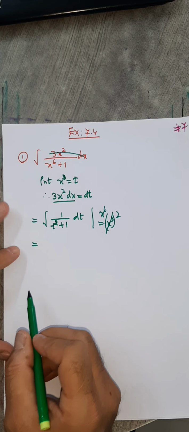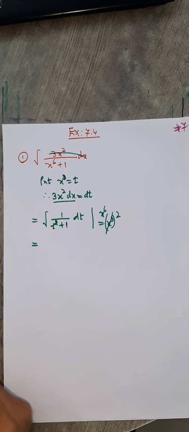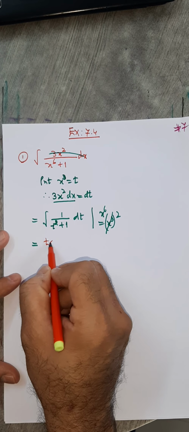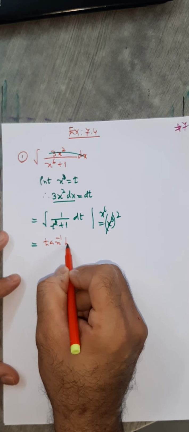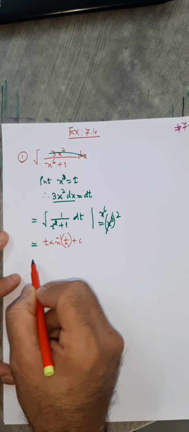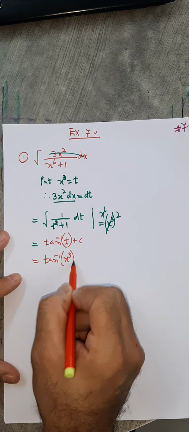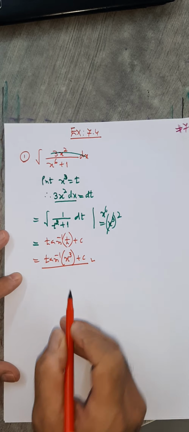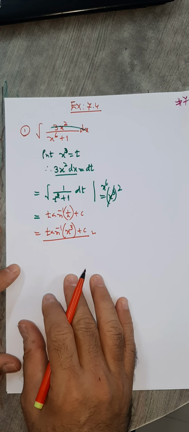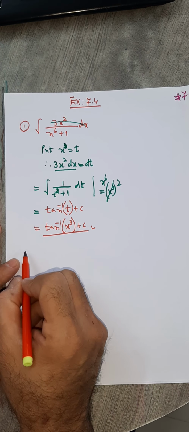What is the integral of 1 upon 1 plus t squared? You know it is tan inverse t, tan inverse t plus c. But what is t in turn? That is nothing but x cube. So this is the required integral. Substitution, remember.